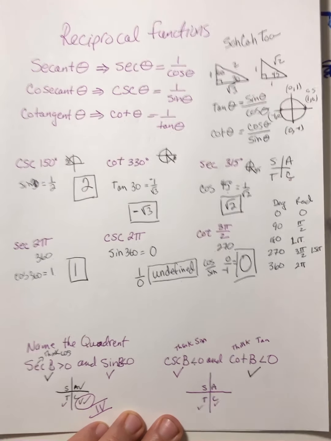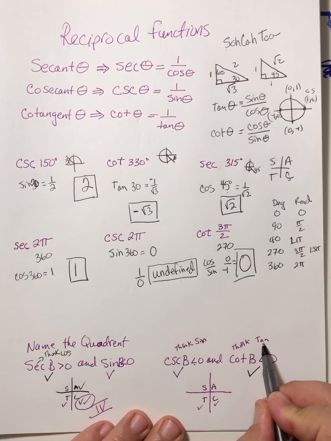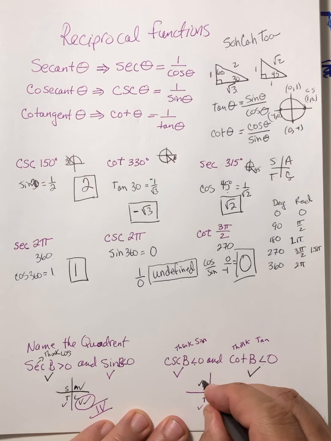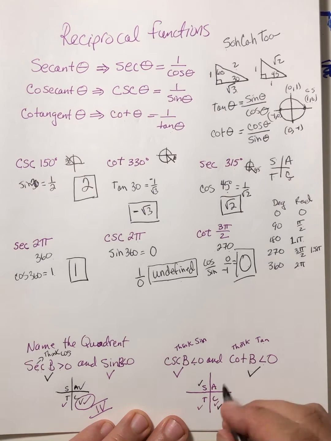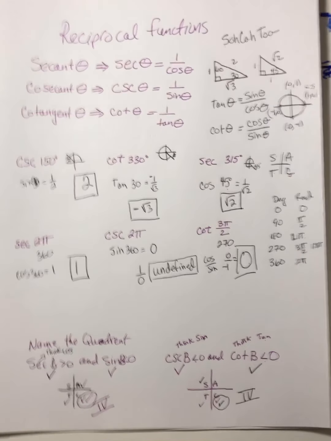Cotangent is less than 0, is negative. So we're thinking tan. Where is tangent negative? Tangent's negative here and here. So again, we are in quadrant 4 for an answer. Okay.